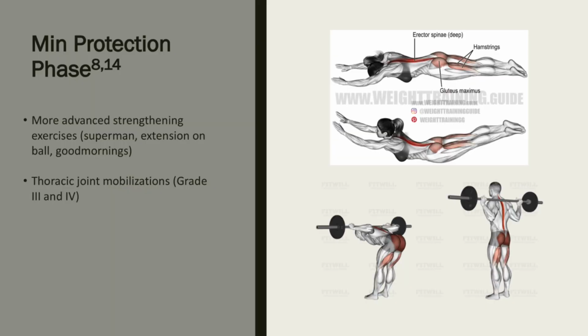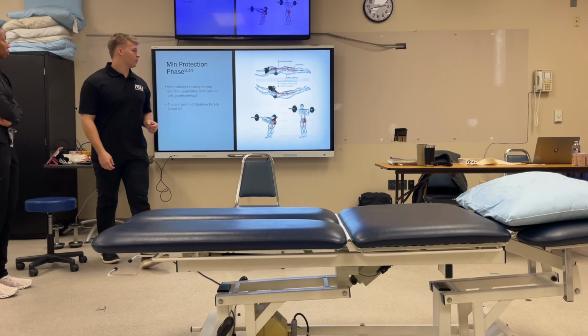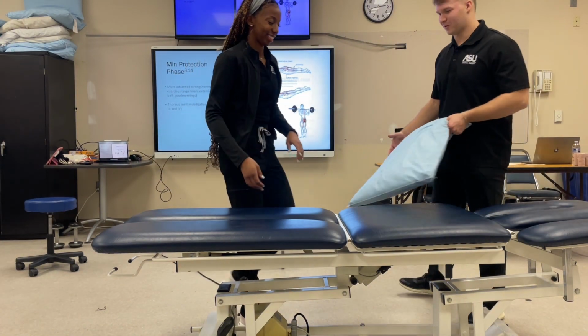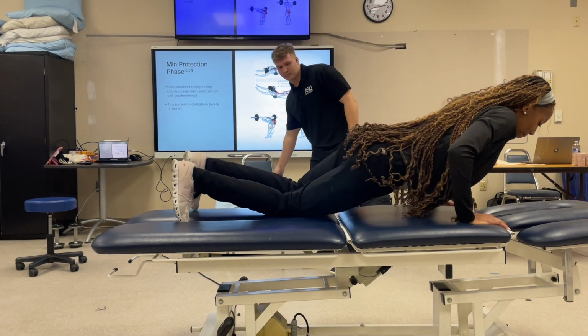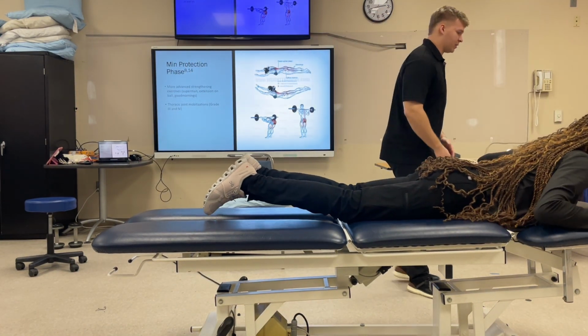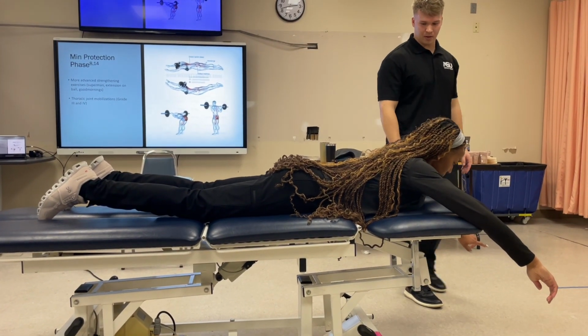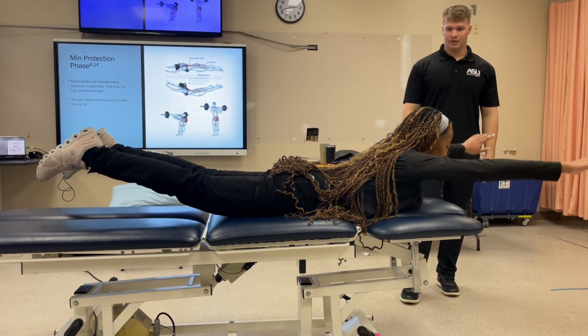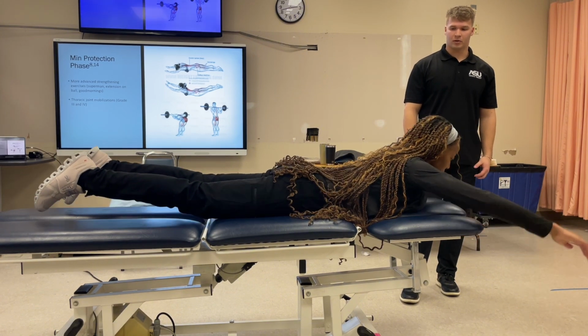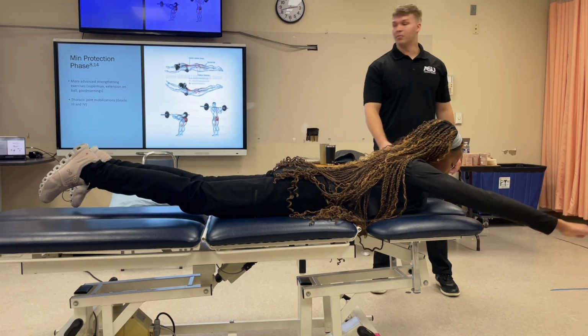And then for the minimal protection phase, this is kind of some strengthening exercises like Superman, extension on a ball, good mornings, and then more thoracic joint mobilizations, grade 3s and 4. So for the Supermans, you're trying to get your chest off the table while lifting your feet up at the same time. Go ahead. And this will work the whole thoracic extension musculature.